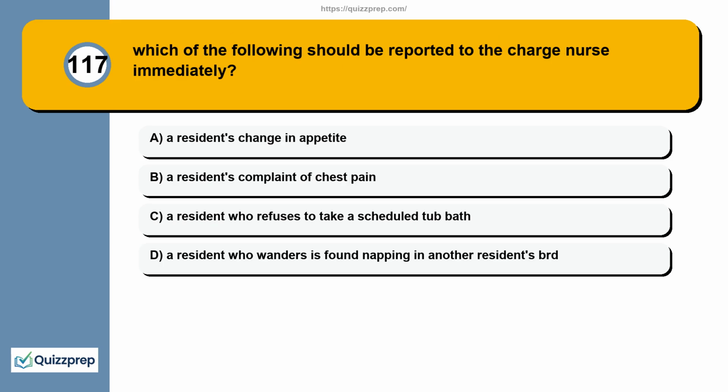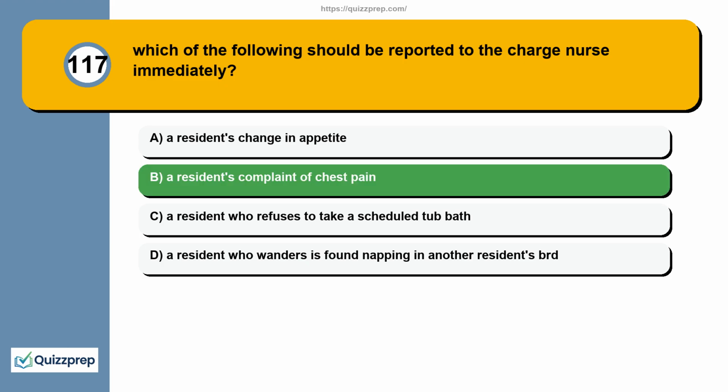Question 117. Which of the following should be reported to the charge nurse immediately? Option A, a resident's change in appetite. Option B, a resident's complaint of chest pain. Option C, a resident who refuses to take a scheduled tub bath. Option D, a resident who wanders is found napping in another resident's bed. The correct answer is option B, a resident's complaint of chest pain.